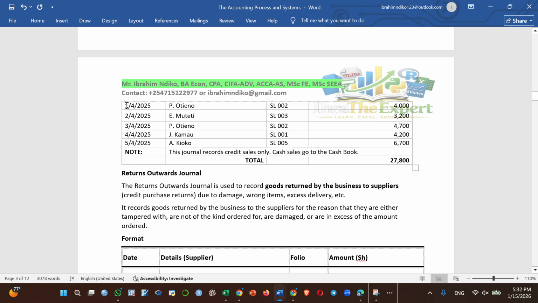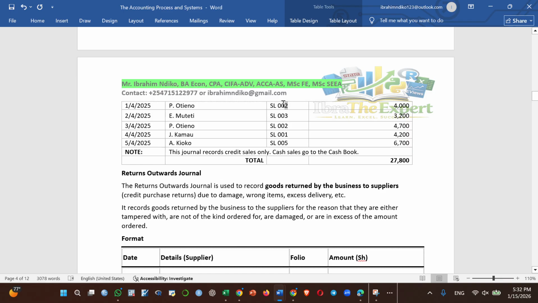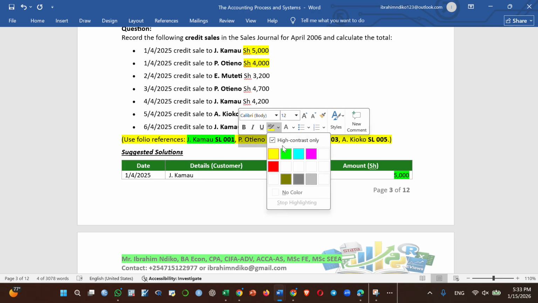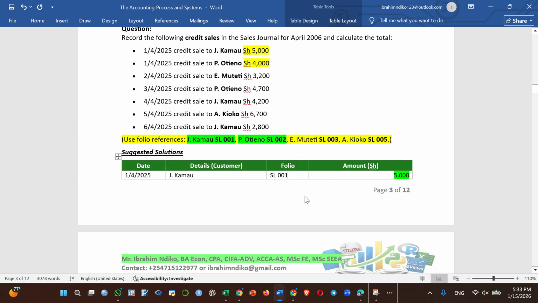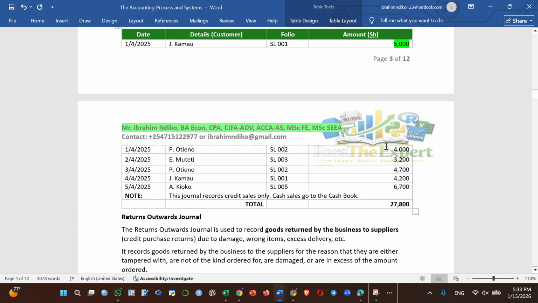Just come here, look at this. Still on 1st of April 2025, P. Otieno. The folio number is SL002. Let's confirm. We have it here, SL002. Then the amount is 4,000. I hope you can see.